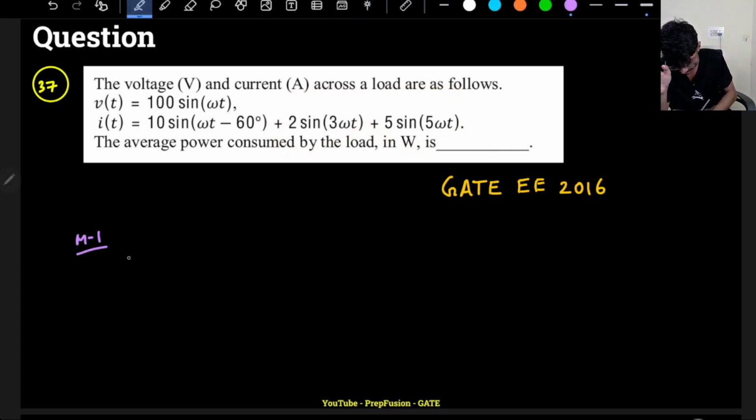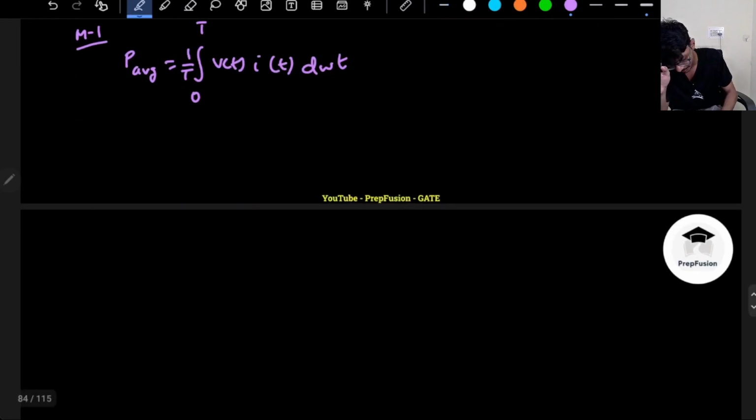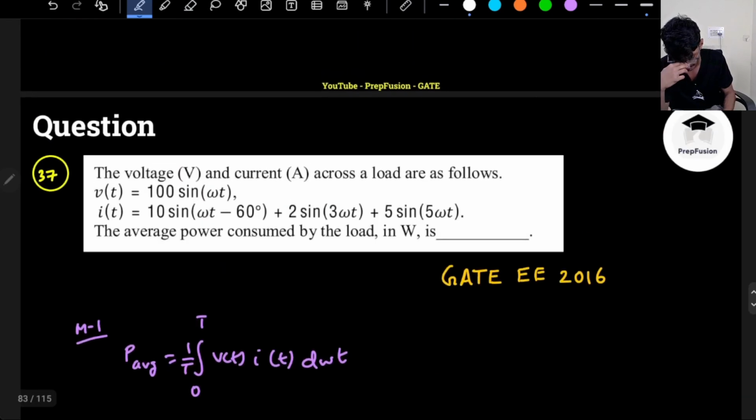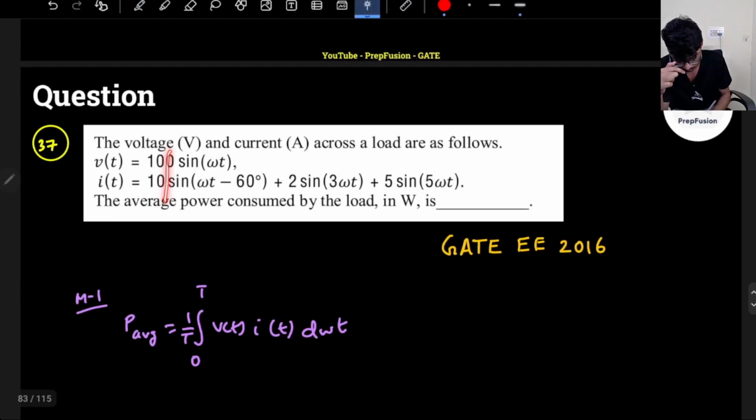Homework for you is to try it out. Try this formula: P average equals 1 by T integration from 0 to T of v of t into i of t into d omega t. Try it out. Method 2, I will use the shortcut, because we love shortcuts. Method 2 is very simple. What is the matching frequency here? Only this component is the matching one, right?